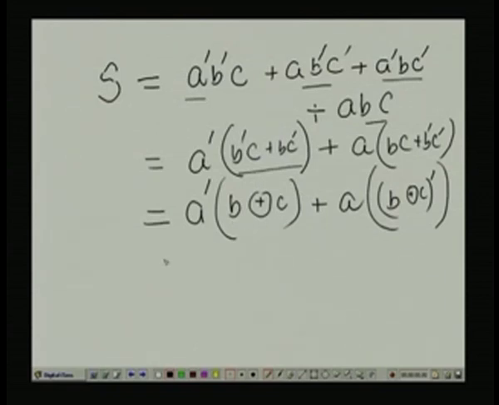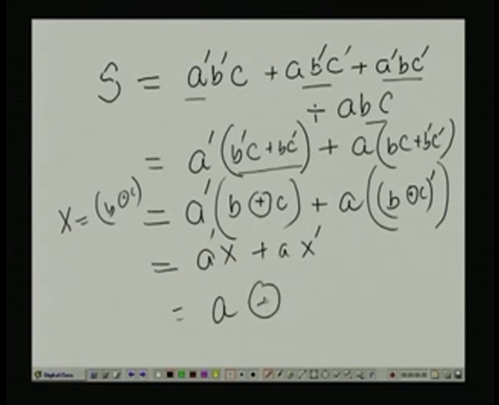Now, if I replace B XOR C by X, then this is nothing but A dash X plus A X dash, which is again A XOR X, and that will be A XOR B XOR C. So, that means my sum can be a simple 3 input XOR circuit, or that 3 input XOR we can realize by 2 input XORs. So, what will be the circuit?